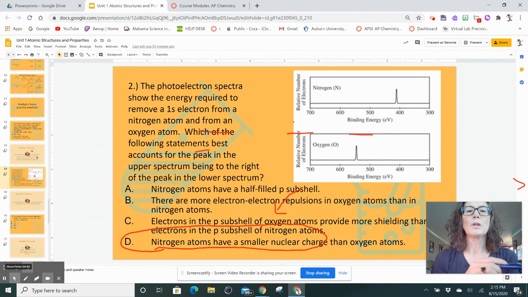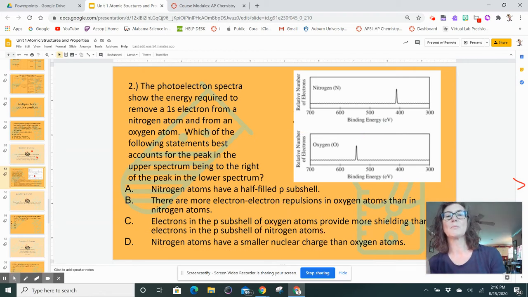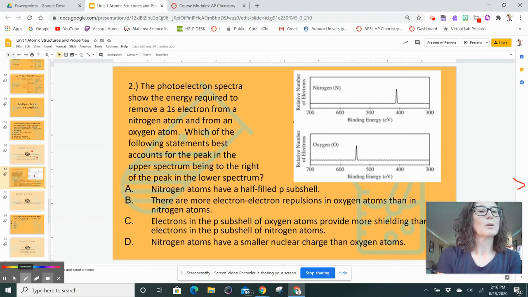Okay, so the next one. Photoelectron spectra show the energy required to remove the first electron from nitrogen and from oxygen. Which of the following statements best accounts for the peak in the upper spectrum being to the right of the peak in the lower spectrum? All right, so here's nitrogen at 400. Here is oxygen between 600 and 500.